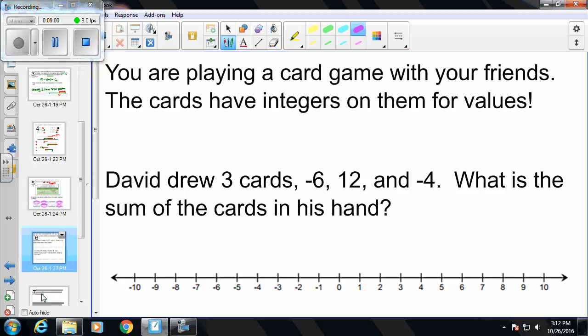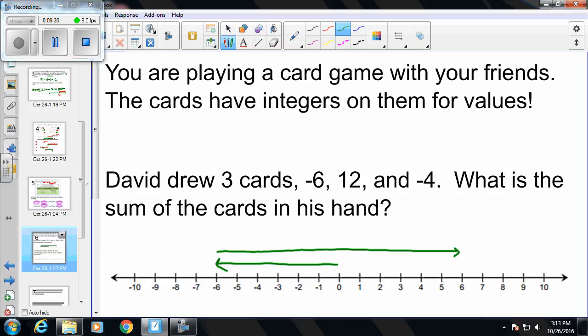You're playing a card game with your friends. The cards have integers on them for values. So David drew 3 cards, -6, 12, and -4. What's the sum, meaning add, of the cards in his hand? So let's start at 0. -6 takes me to here. Now I'm adding 12, which means I'm headed to the right. So that's 6, and another 6 takes me to here. And now I have to move 4 to the left. That takes me to 2. Okay?